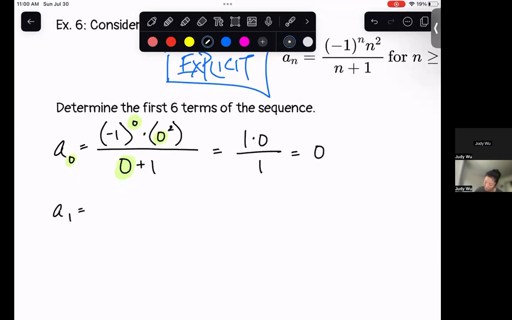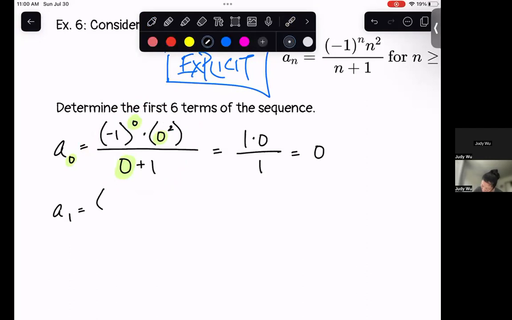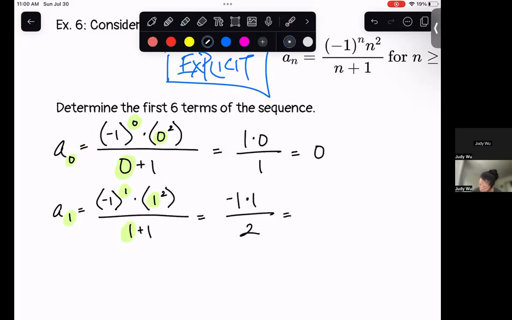A sub 1. Going to do the same exact thing over here, except everywhere that I have a green 0 highlighted is actually going to be a green 1. So -1 to the 1 times 1 squared over 1 plus 1, right? 1's go everywhere I see an n. So I get -1 times 1 over 2, which is -1/2.